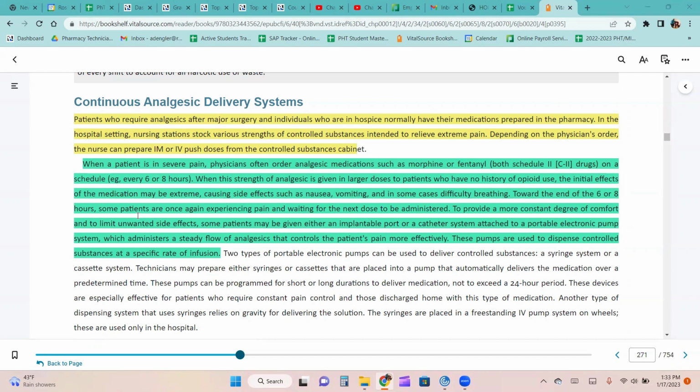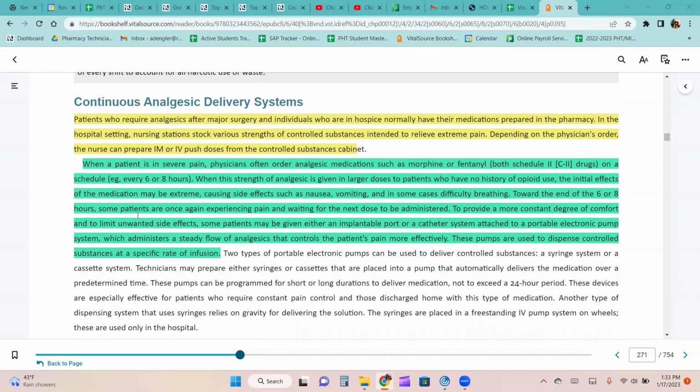When the strength of analgesic is given in larger doses to patients who have no history of opioid use, the initial effects of the medication can be extreme, causing side effects such as nausea, vomiting, and in some cases, difficulty breathing. Toward the end of the 6 or 8 hours, some patients are once again experiencing pain and waiting for the next dose to be administered.